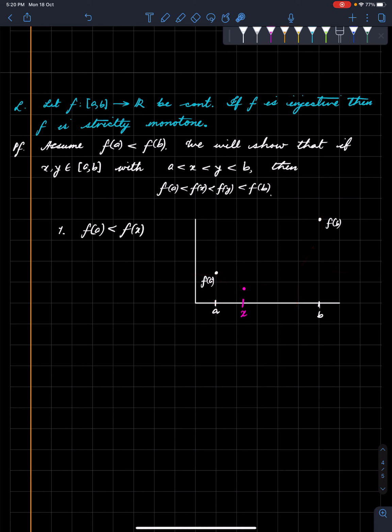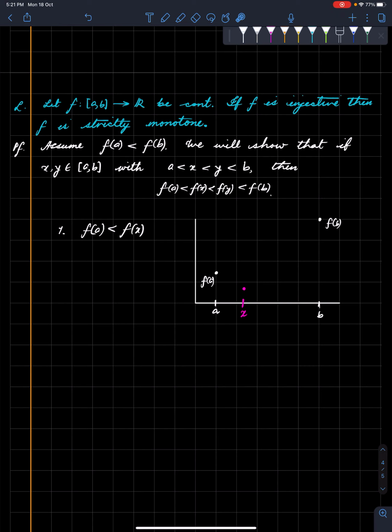How do we argue that? How do we make this argument precise? We use the intermediate value theorem. One way to say it is that if the function takes a value less than f(a) at some point and greater than f(a) at another point, then it should take the value precisely equal to f(a) at some point in between the two, because it is a continuous function.